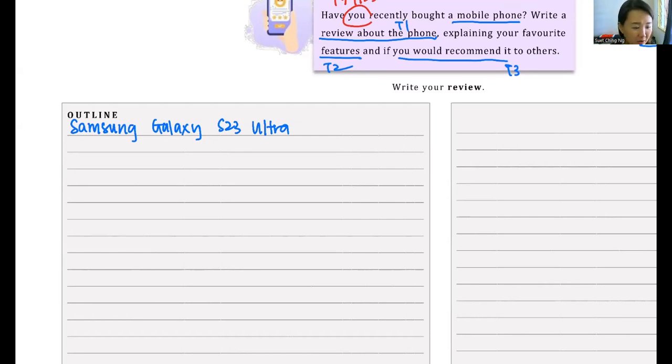Okay. So in the first paragraph, like I said, you give basic information first. So what are some basic information that you can give me? We can say that it is an eco-friendly phone. They didn't know that, did you? It's an eco-friendly phone because it uses eco-conscious materials to build the phone.